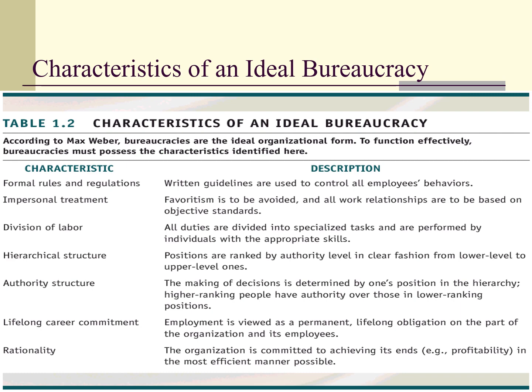There's a very hierarchical structure here. Positions are ranked by authority and in a clear fashion from the very lowest level to the very top level. Everyone knows their role, everyone knows who they report to, everyone understands the system. And that includes an authority structure. The making of decisions is determined by one position in the hierarchy. Higher ranking people have authority over those in lower ranking. So there's not a lot of collaboration on decision making. And also within each level of the organization, it is very clearly defined what you can and cannot decide, and who's making the decisions. And usually there's going to be a central leader as well.